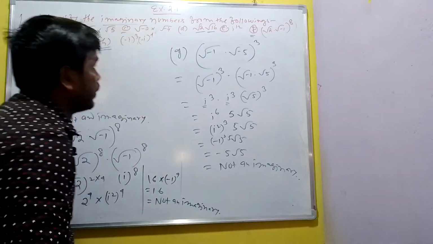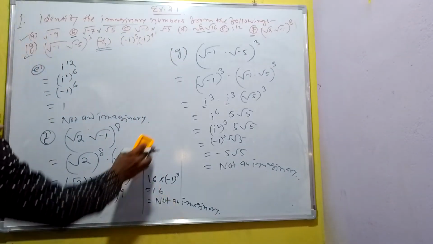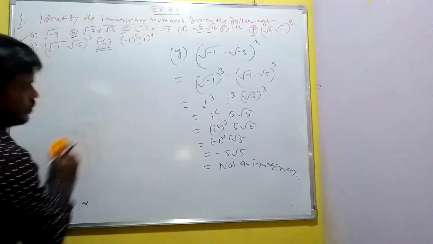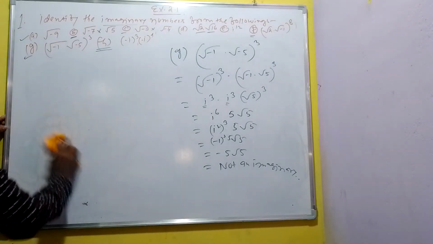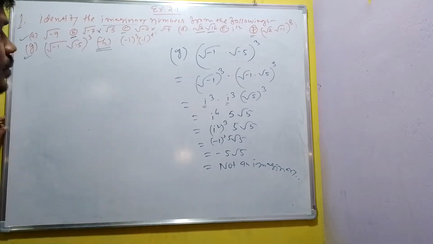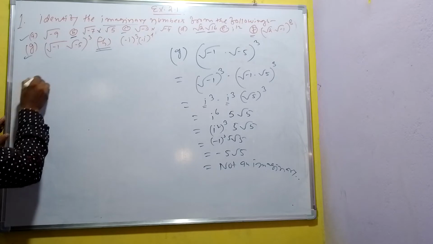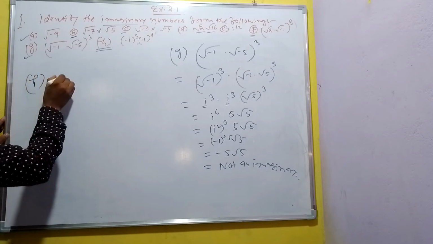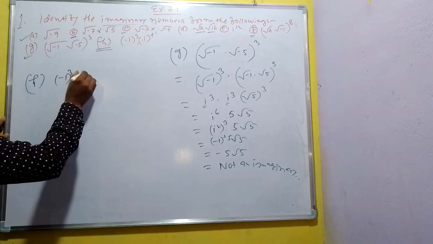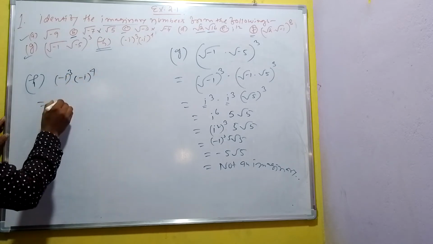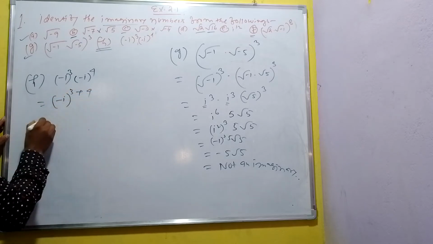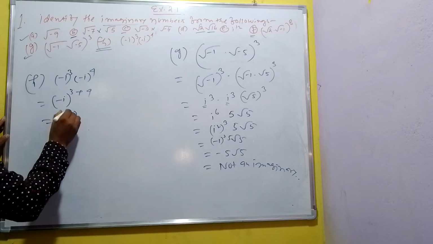Okay, now last one, question number H. Minus i cube minus i to the power 4. Now you can see the bases are same, so powers are added, so we can write i to the power 3 plus 4, so minus i to the power 7.